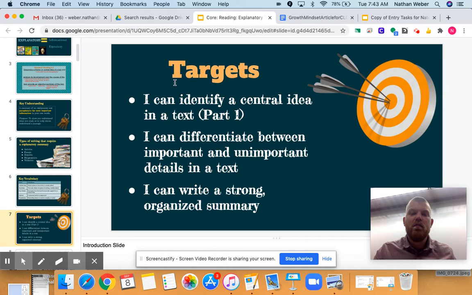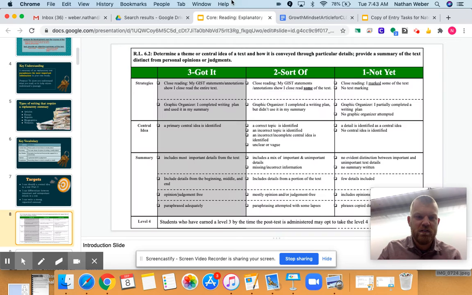Now write this down. Our targets are going to be to identify a central idea in a text. Our targets will be to identify a central idea in a text and differentiate important and unimportant details and eventually write a strong summary. These two parts are going to come later. This is what we're going to focus on mostly this week, finding the central idea. So let's really get that in our heads. We're going to find the central idea of a text, okay? Fun stuff.